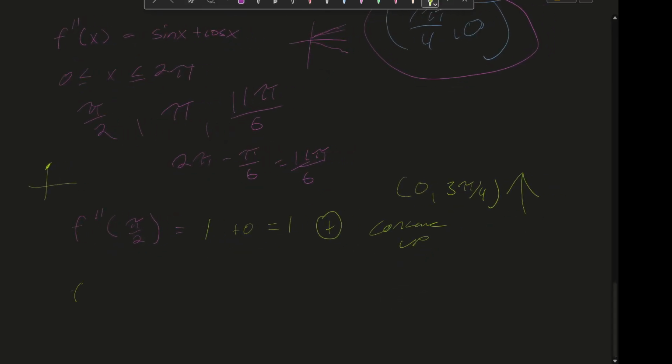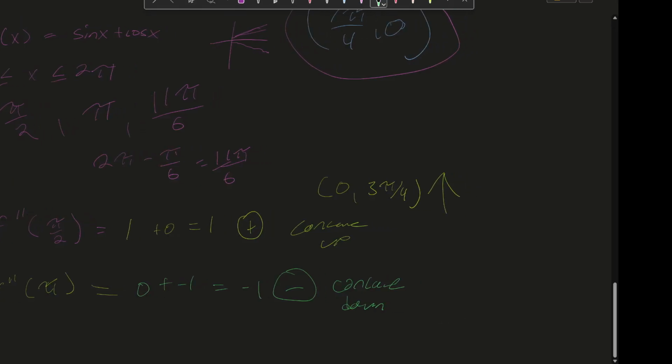Next test. Second derivative at pi. Sine of pi, if you're looking at your unit circle, pi is right over there, the negative x-axis. So sine, your y value, sine of pi is 0. Your x coordinate, cosine, that's -1. So that's -1, it's negative. If you have a negative at your second derivative test, it is concave down.